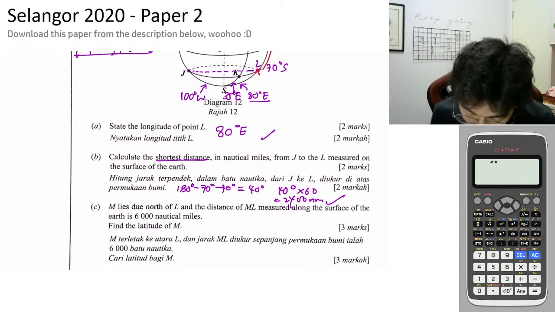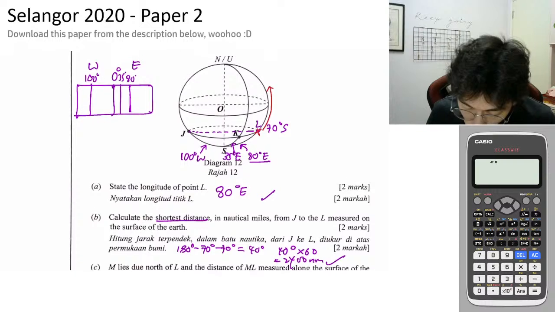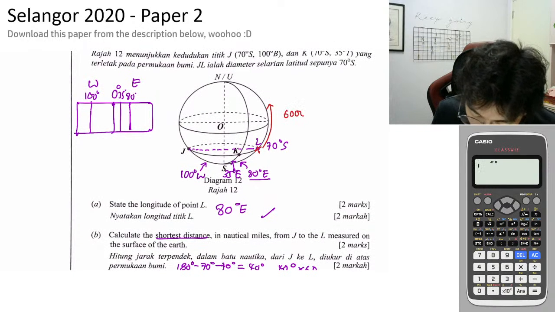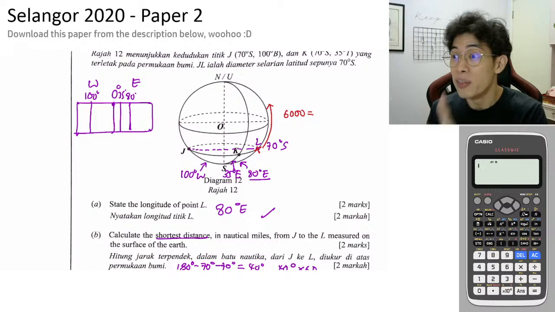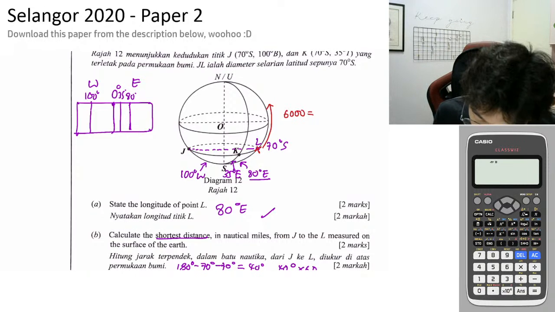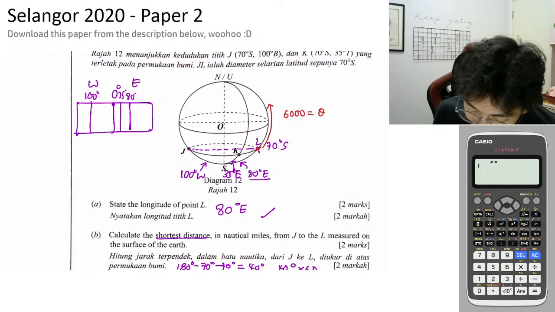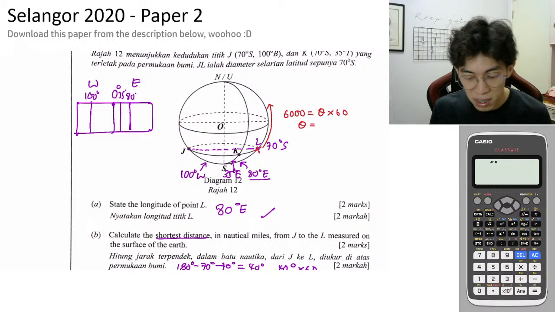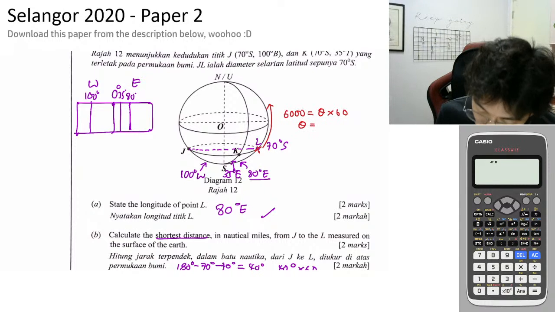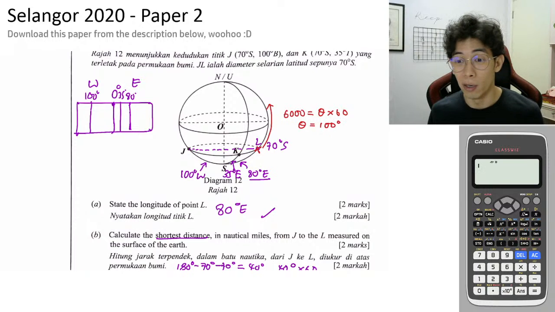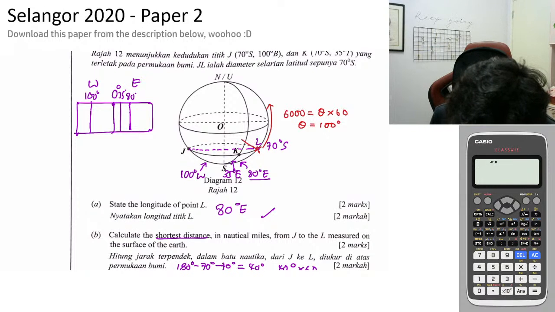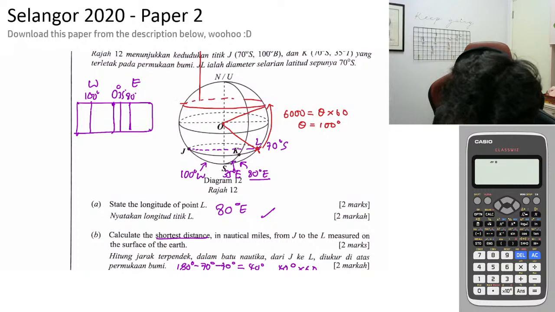Okay, so this one goes up, and it shows 6,000. So this one is 6,000. And this one shows great circle, therefore angle times 60. So theta equals 6,000 divided by 60. I use calculator, so 100 degrees. See, 100 degrees. It definitely exceeds the equator already.